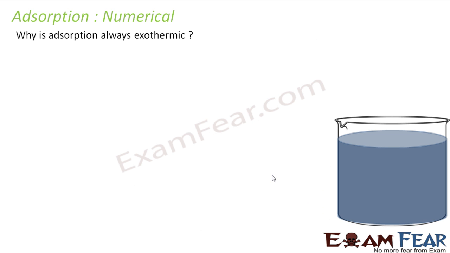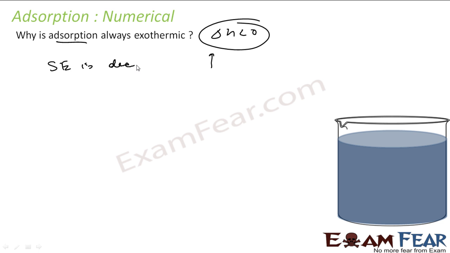Now, why is adsorption always exothermic? As I told you, exothermic means delta H is less than 0, that means heat is given out. During adsorption, the surface energy is decreased, because the particles are not allowed to move. So adsorption leads to a decrease in the residual force on the surface of the adsorbent. This decrease in surface energy comes out as heat, and thus it is exothermic. That is one explanation.